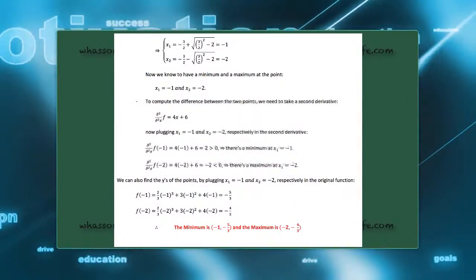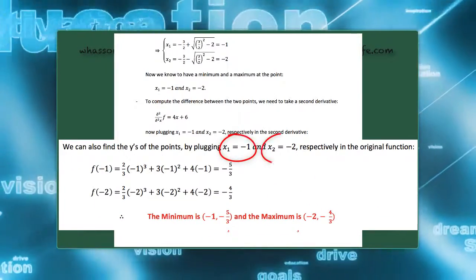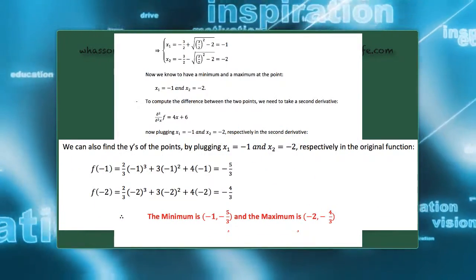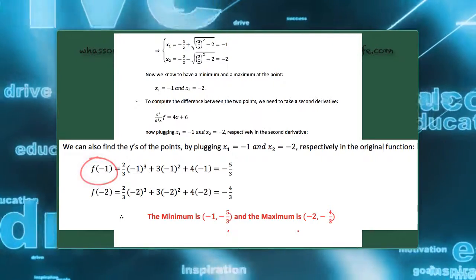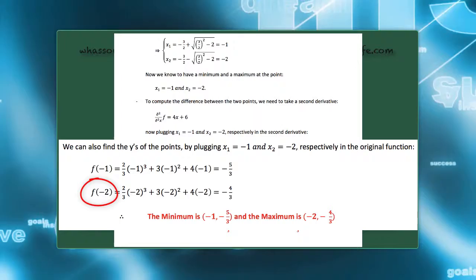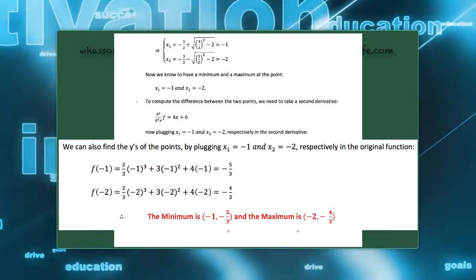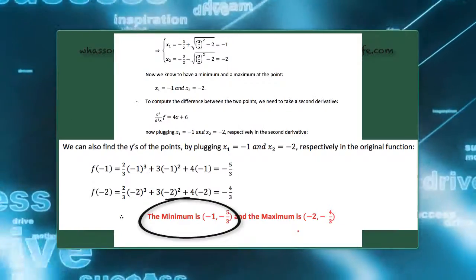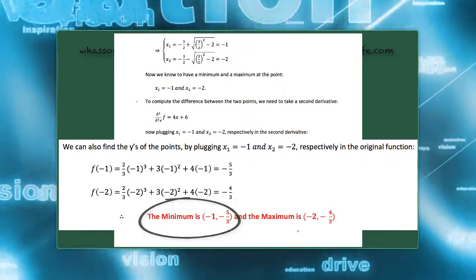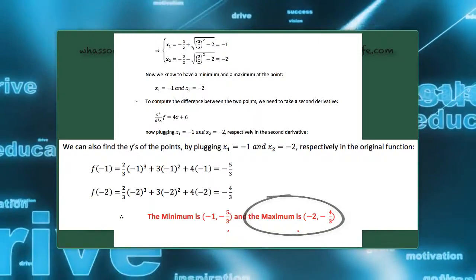We can also find the y values of those points by plugging x1 and x2 respectively into the original function. For x1, we're going to have minus 5/3, and for f of minus 2, we're going to have minus 4/3. Therefore, we can conclude that there is a minimum at the point minus 1 and minus 5/3, and a maximum at the point minus 2 and minus 4/3.